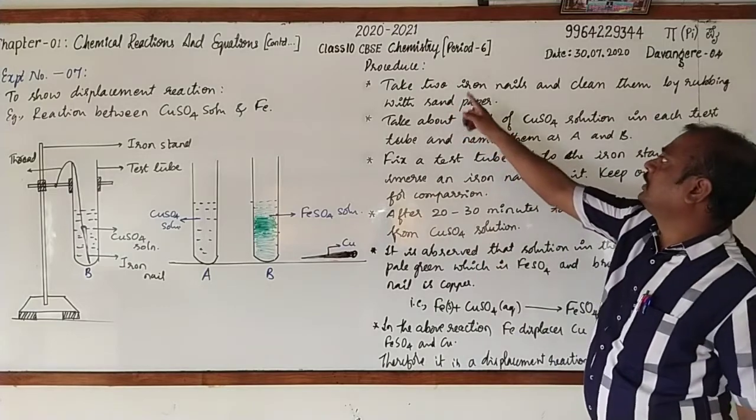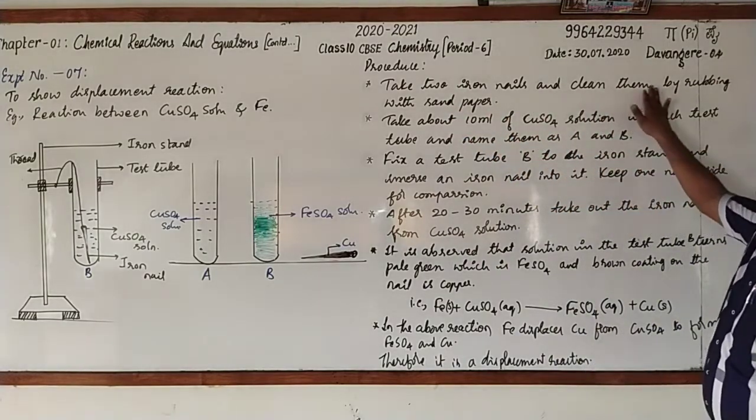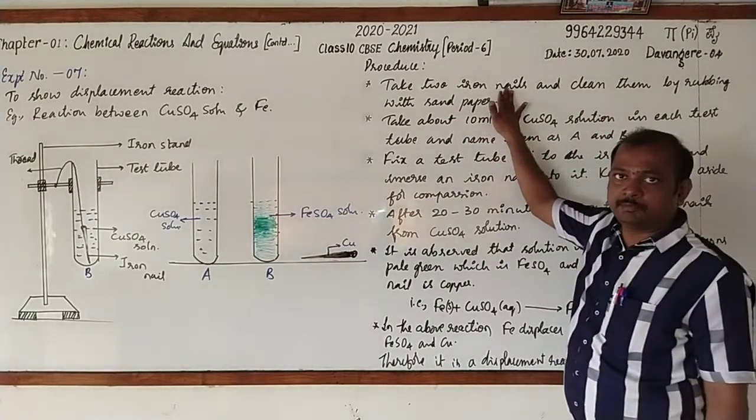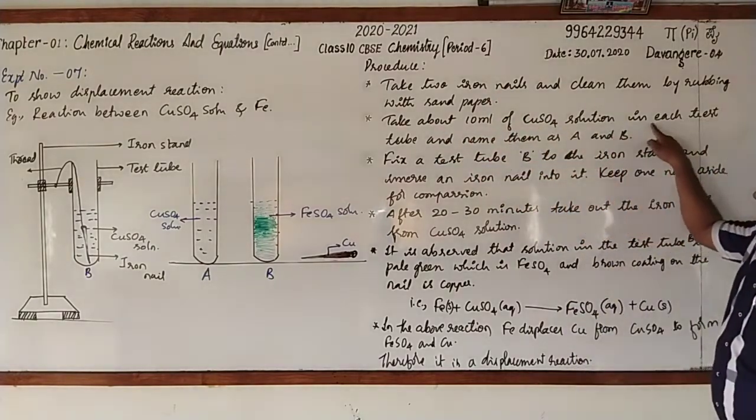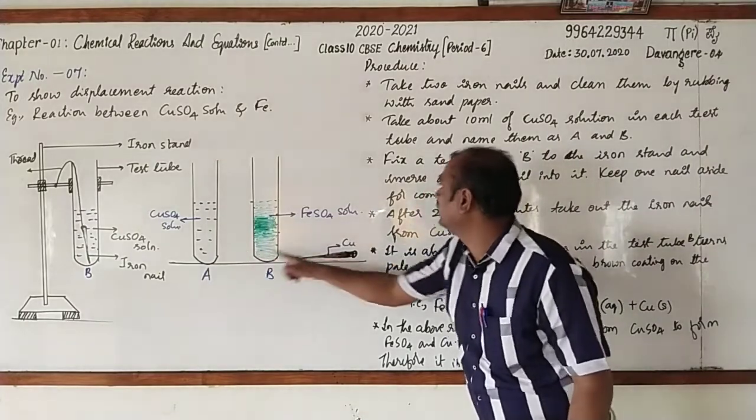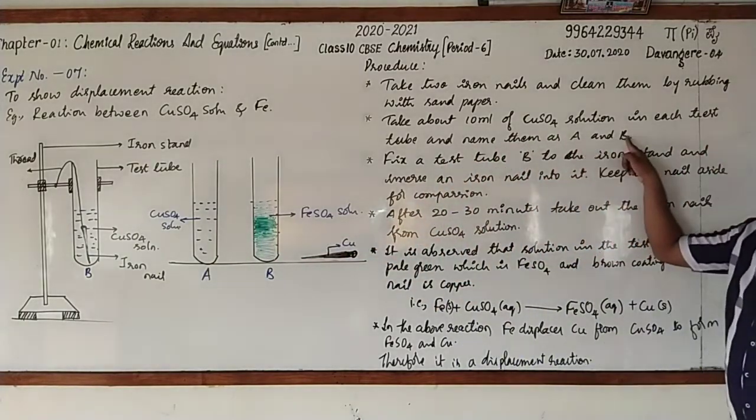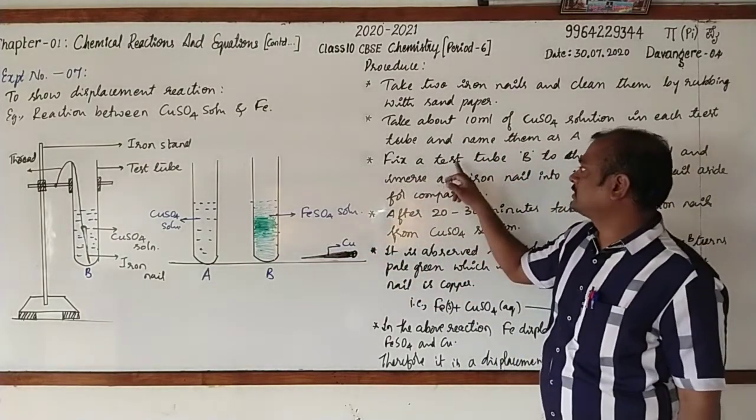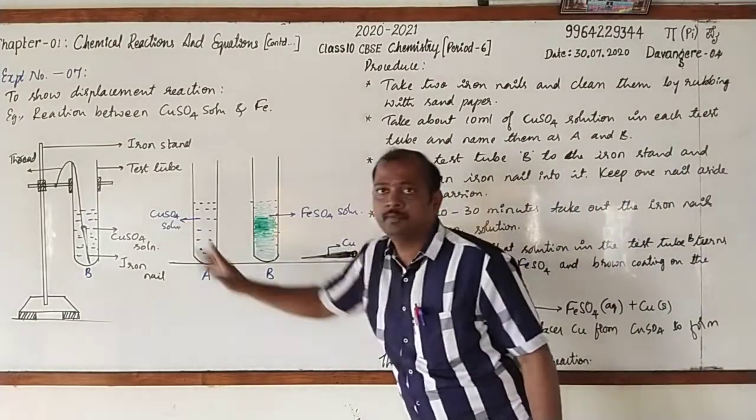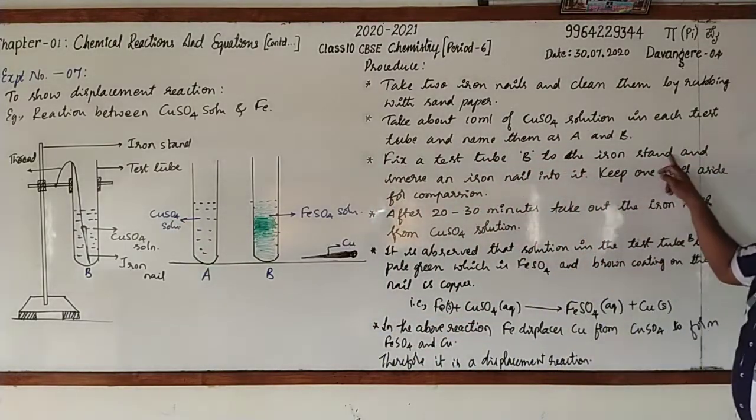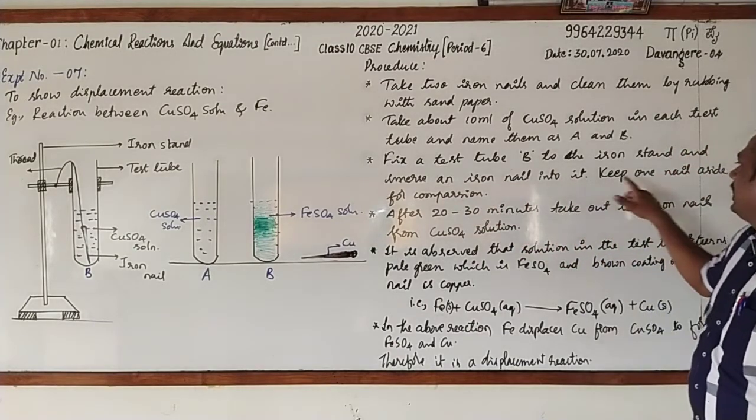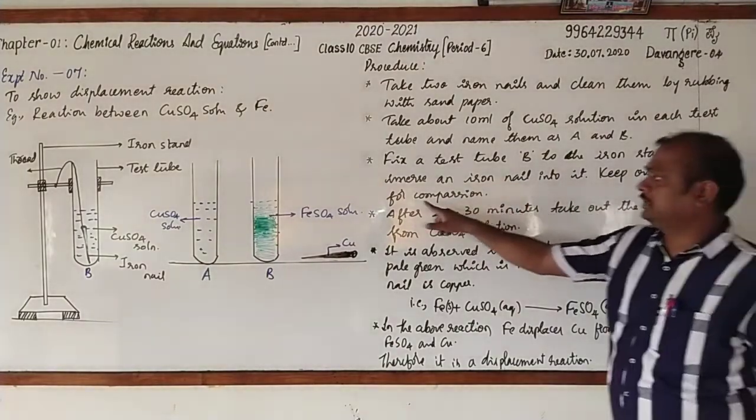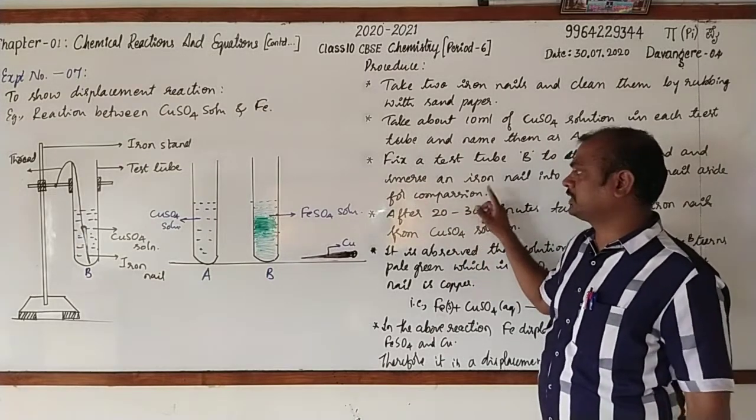Just go through this. Take two iron nails and clean them by rubbing with sandpaper. Next, take about 10 ml of copper sulfate solution in each test tube and name them as A and B. Fix test tube B to the iron stand and immerse an iron nail into it, and keep one nail aside for comparison after the chemical reaction.